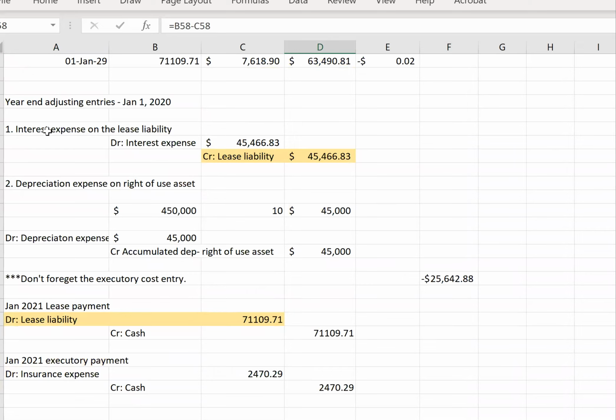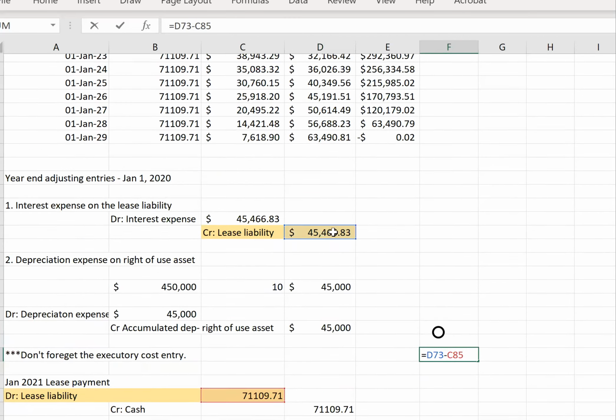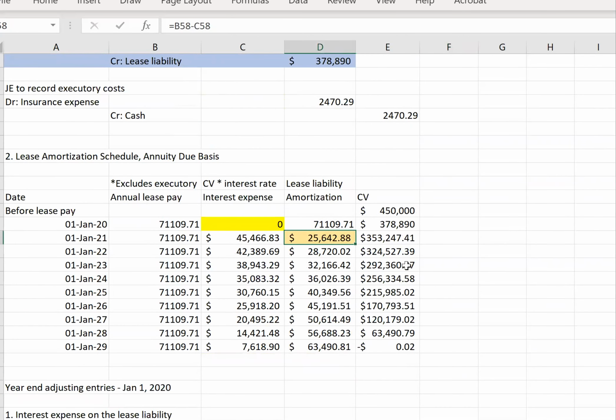So basically when we record interest expense, we go debit interest expense, credit lease liability. So here, even though what we want is a lease liability of 0 at the end of the lease, we're actually increasing the lease liability. It's a credit balance, so crediting it increases it, which is kind of counterintuitive here. Now, when we make our lease payment, we go debit lease liability, credit cash. So this is decreasing it and this is increasing it. And the net of the two is going to give us this amortization schedule amount of 25,642.